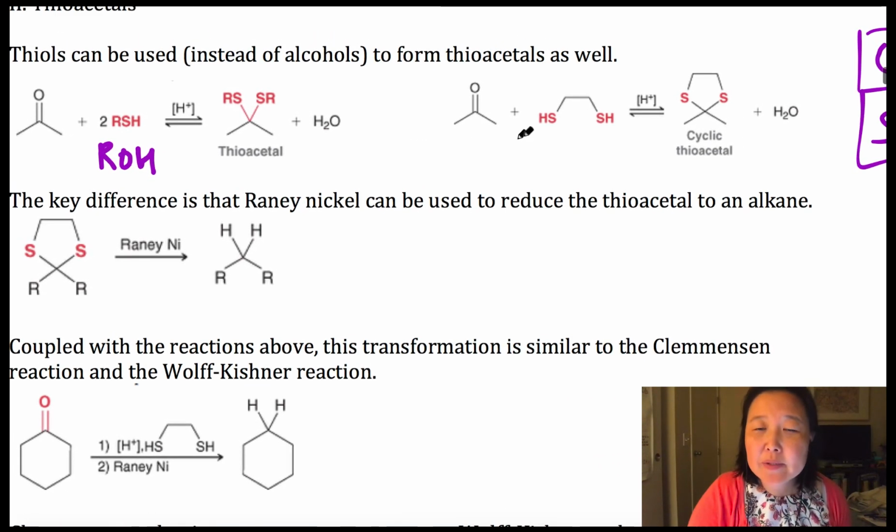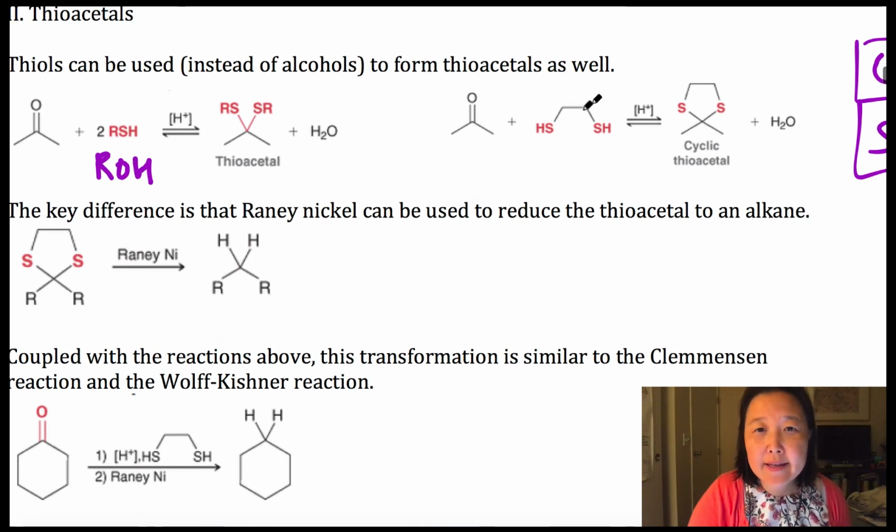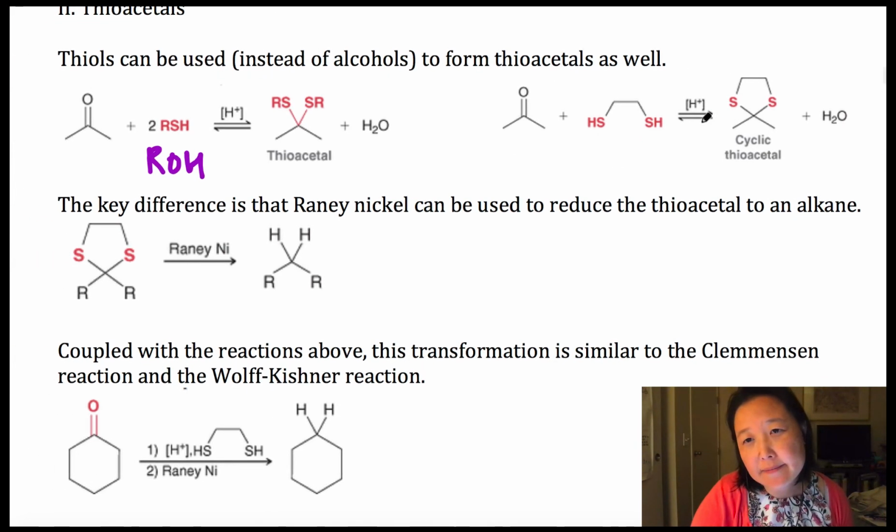Another reaction we use with thiols is, instead of ethylene glycol, we have ethane thiol. Okay, and this can also attack here, and then this gets protonated, or this is protonated first, this attacks, and then this gets protonated, and this attacks, and this leaves, and so we have a cyclic acetal. Notice this could be used as a protecting group.